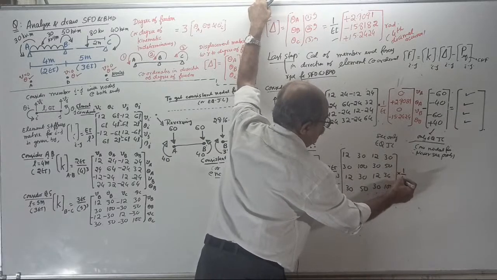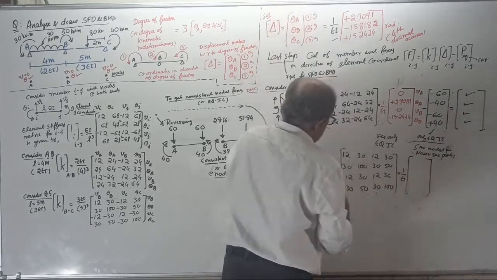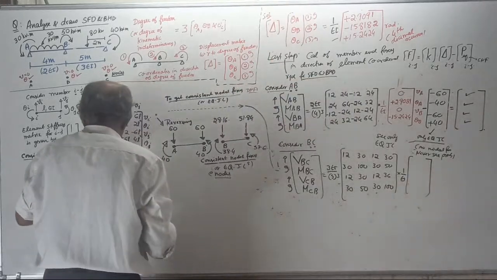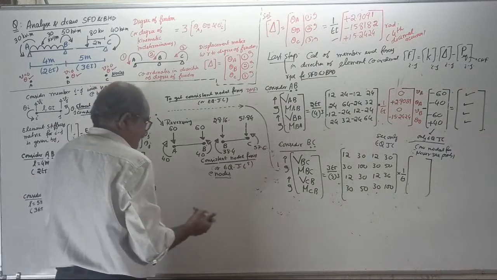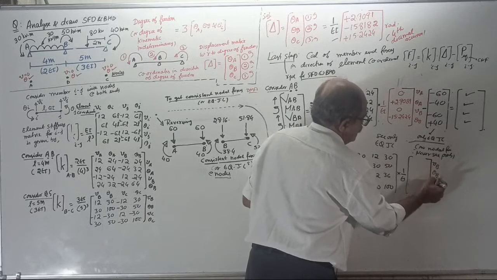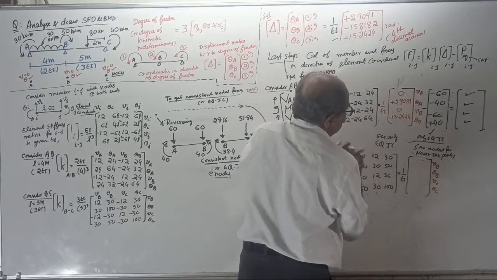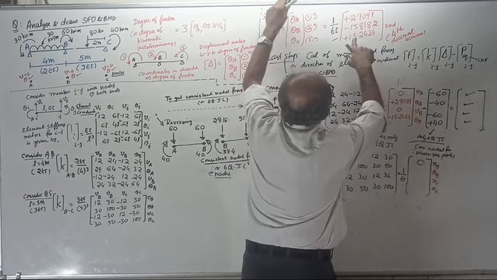Into 1 by EI into what? Into the same values: VB, theta B, VC, theta C. VB is 0, theta B.